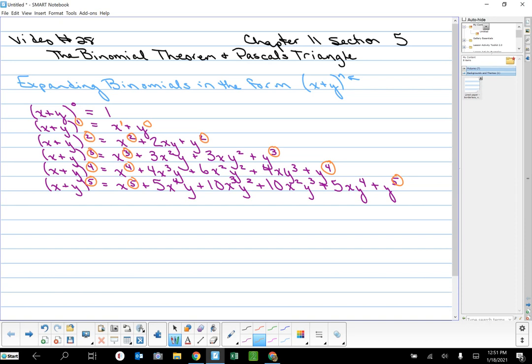And then take a look at this last one, x plus y to the fifth. Look at what happens. I'm going to underline the powers on the x's. You have x to the fifth, x to the fourth, x to the third, x to the second, x to the first, and then you have no x at all. So this is really like x to the 0, which becomes 1, right? And then in pink, because that'll show up, let's look at the y's.